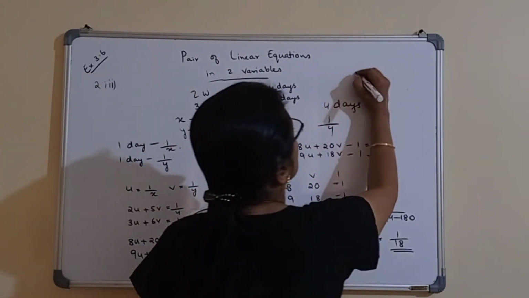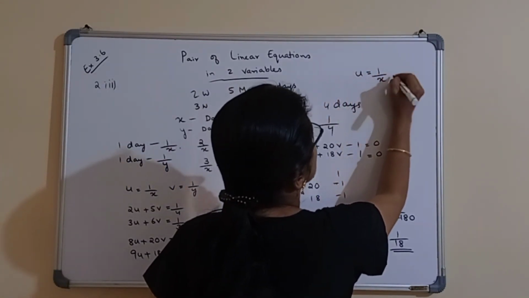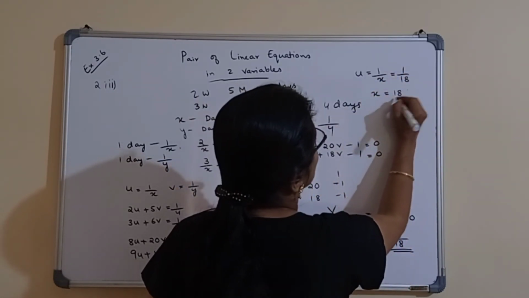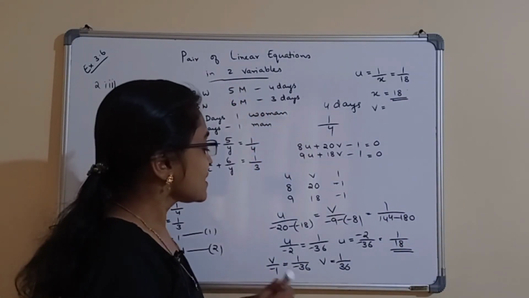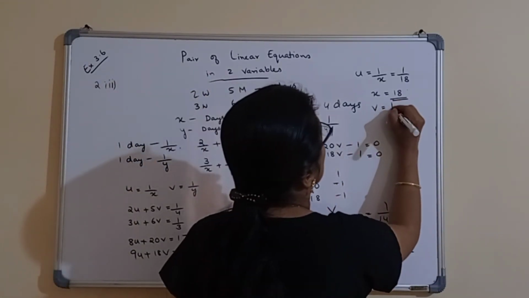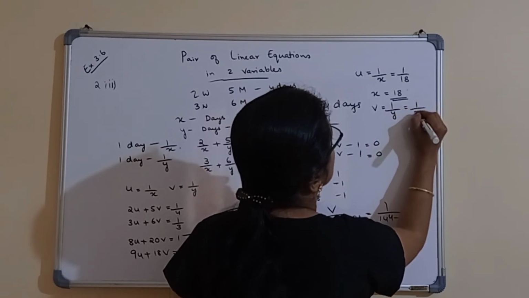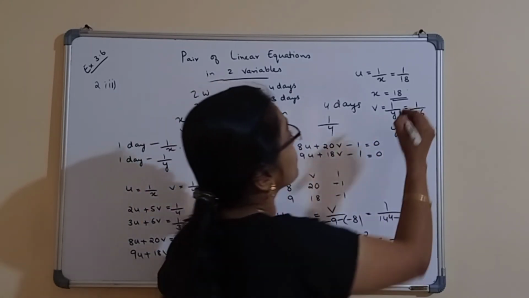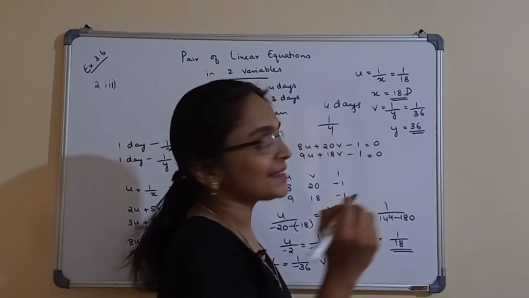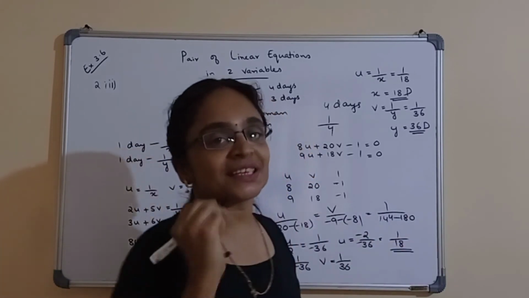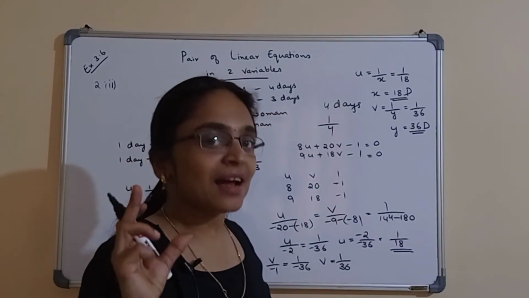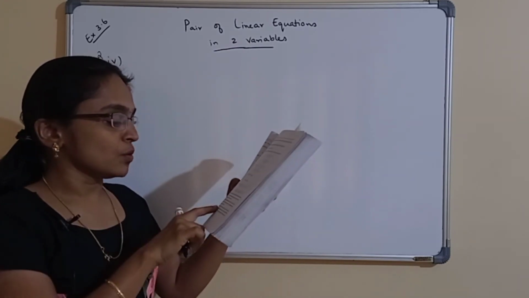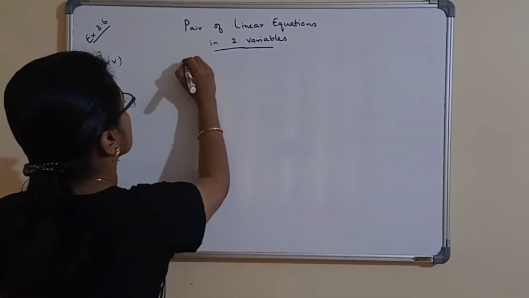Now u is equal to 1 by x is equal to 1 by 18, which means x is equal to 18, right? And v is equal to 1 by y is equal to 1 by 36, which means y is equal to 36. So one woman will finish the work in 18 days and one man will finish the work in 36 days. Understood? Next one, Ruhi travels 300 kilometers to her home, partly by train and partly by bus.